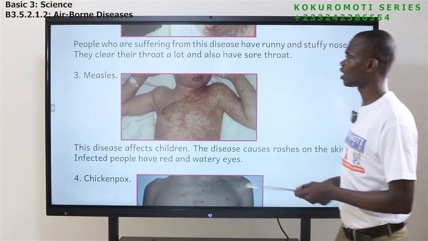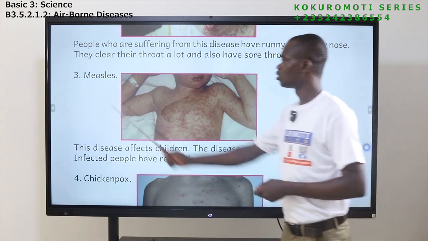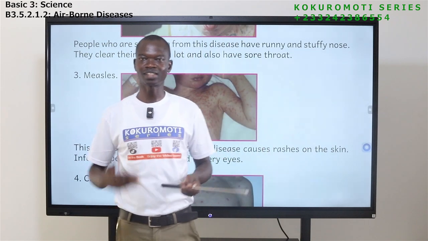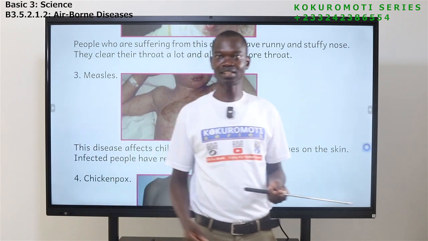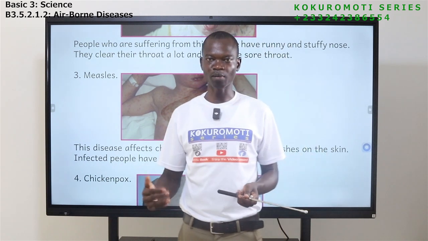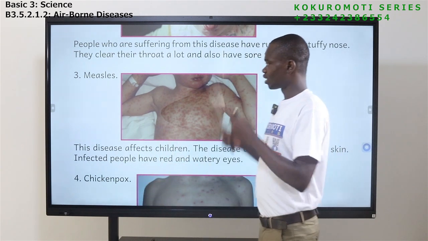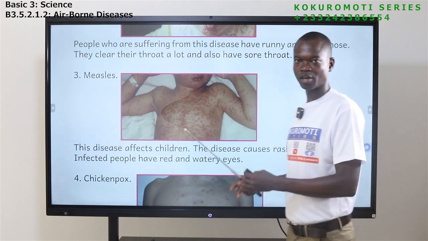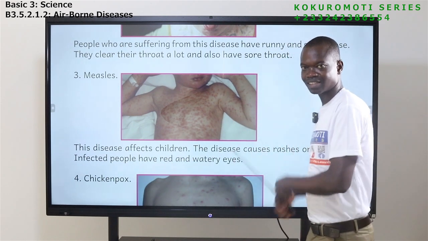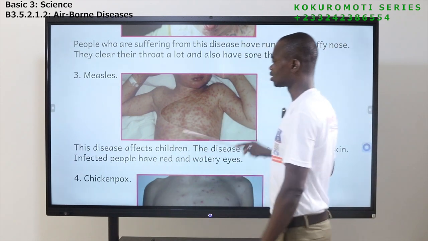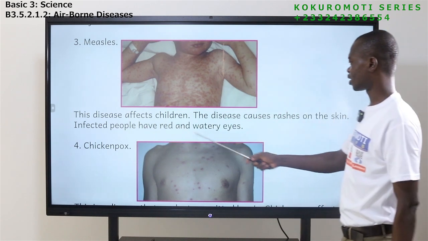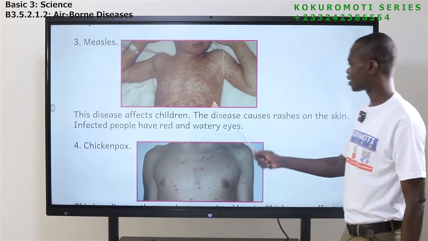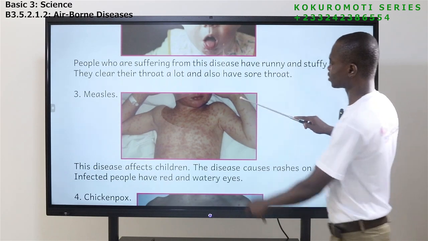Let's move on to the next one. We have measles. All of you, measles. If you could remember in our previous lesson, we talked about measles as one of the skin diseases. And we said that measles is a skin disease and at the same time an airborne disease. What it means is that it can be transmitted from one person to another through air. That is why we say, apart from it being a skin disease, it's also an airborne disease. Now let's continue. These diseases affect children. The disease causes rashes on the skin. Infected people have red and watery eyes. So look at this person.